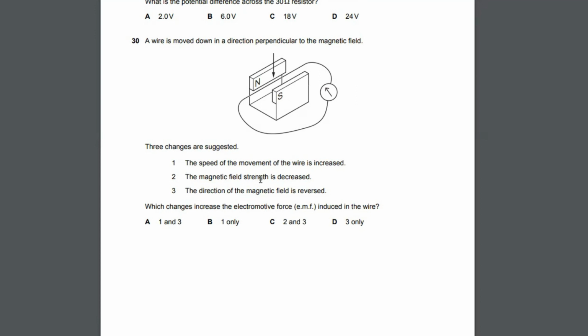So if I decrease the magnetic field strength, that means the EMF will decrease, so we can't do that. And direction of magnetic field reversed. So if I reverse the magnetic field, the only thing that will change is the direction of current and not the amount of current. So the EMF induced, if I want to increase it, then I can increase the speed. So the answer is B.